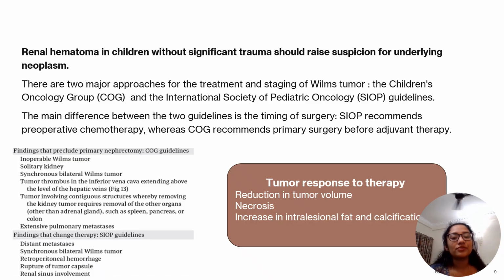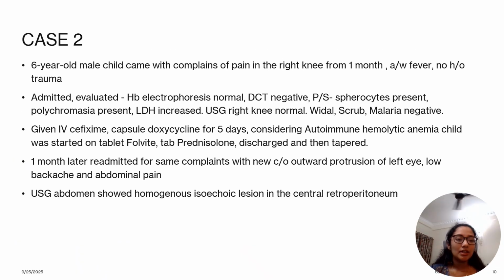There are two major approaches for the treatment and staging of Wilms tumor, and the main difference between these two guidelines is the timing of surgery. The International Society of Pediatric Oncology recommends preoperative chemotherapy, as was done in this case, whereas the Children's Oncology Group recommends primary surgery before adjuvant therapy. The tumor response to therapy can be assessed by a reduction in the tumor volume, presence of necrotic areas, and an increase in intralesional fat and calcifications. So that brings us to the end of the first case.